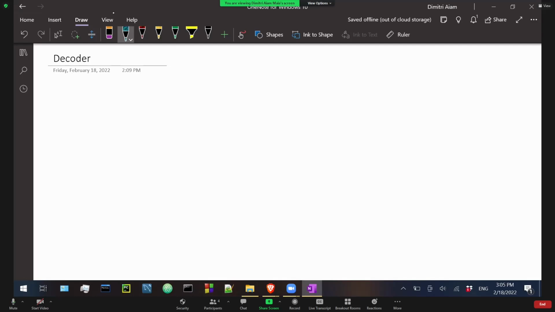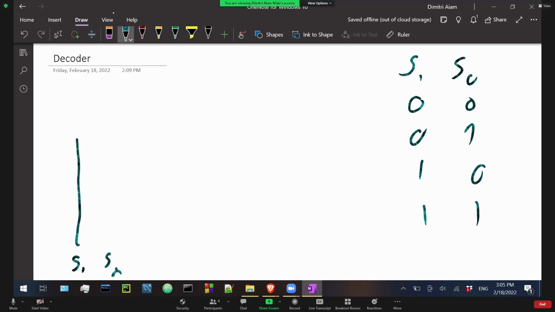Okay, so the decoder is going to accept 2 inputs from what I remember. I don't know if this is exactly correct. It's S1 and S0, those are the 2 inputs. The only possibilities these 2 could be are 0 0, 0 1, 1 0, and 1 1. Let's draw it. This is S1, S0. For 0 0, both are false, so this is false and this is also false.